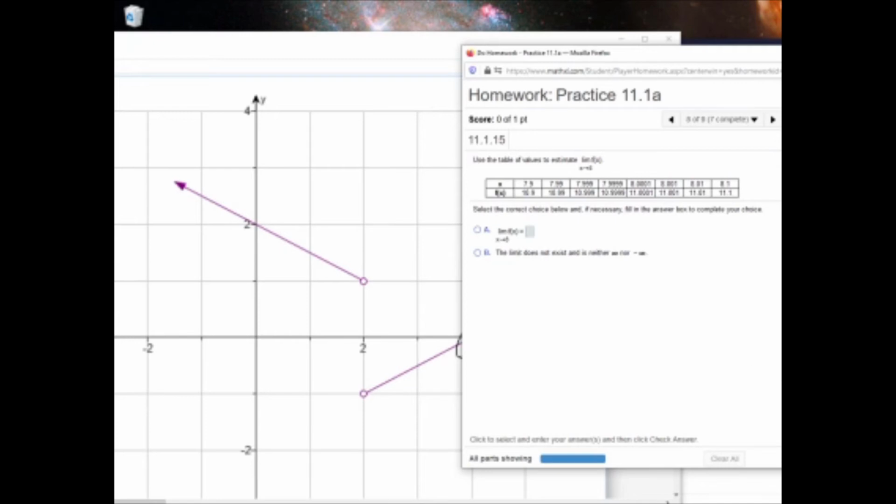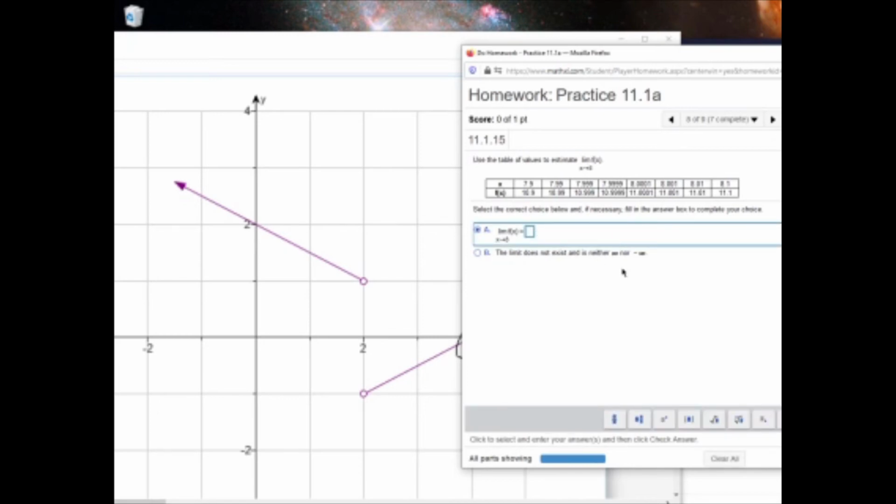So we just got a data table here. And looking at the data table, we can see 7.9999999. We're stacking on a bunch of 9s, so we're getting closer to 8 from the left. And here we're 8.1010001, so we're stacking a bunch of zeros in there, getting closer to 8. And if we look at the output here, we can see the output is approaching 11. So we would say the limit here then is 11.